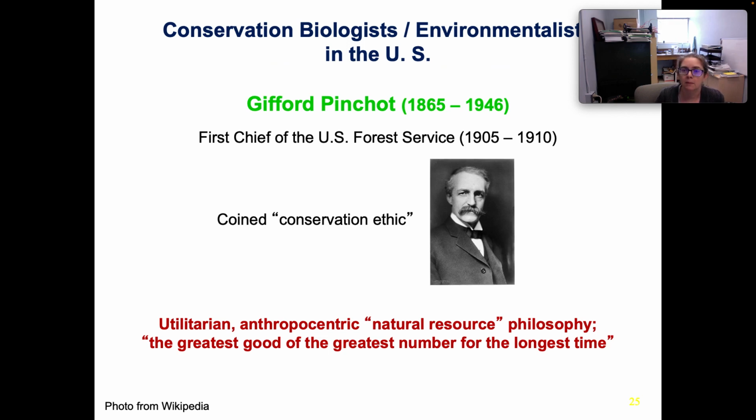So I want to talk about a few famous conservation biologists or environmentalists in the United States. One is Gifford Pinchot. He was the first chief of the U.S. Forest Service. He coined the term conservation ethic, and he did a lot for sustainable forestry, but he was really concerned about being able to use the resources, make sure we have timber available to us in the future. So very utilitarian perspective, very anthropocentric, meaning he's not really worried about the ecosystems themselves, but about what's available for people. And this is his quote here: the greatest good of the greatest number for the longest time. So he wants to have the most resources available for the greatest number of people for the longest time. So it's kind of a sustainable use idea.